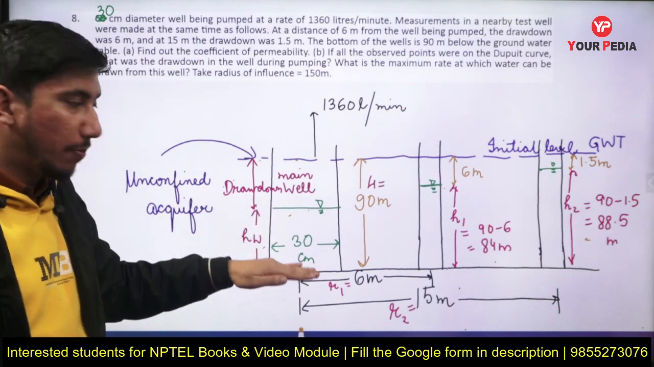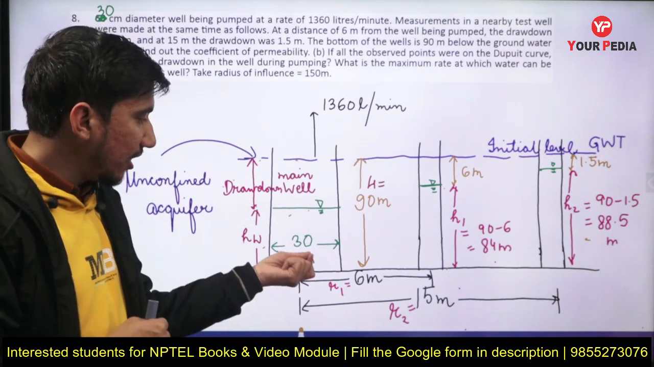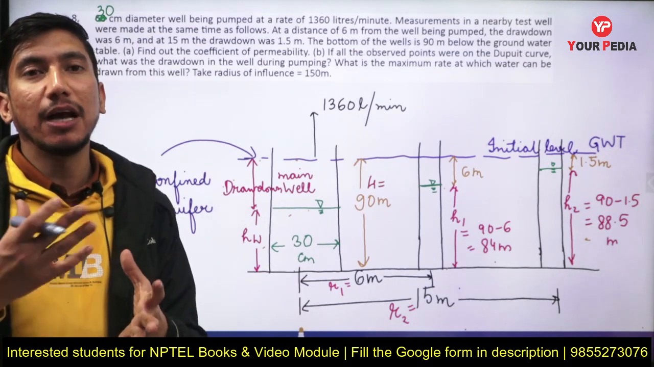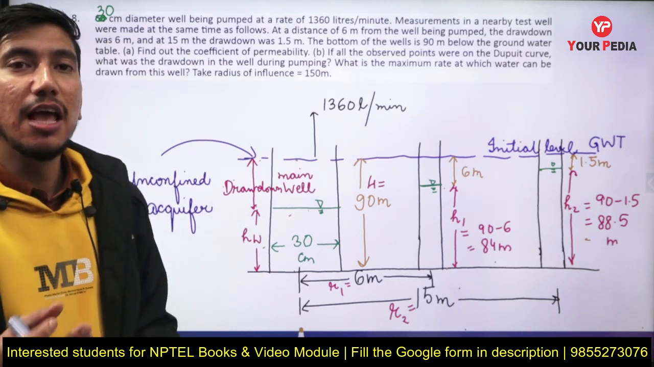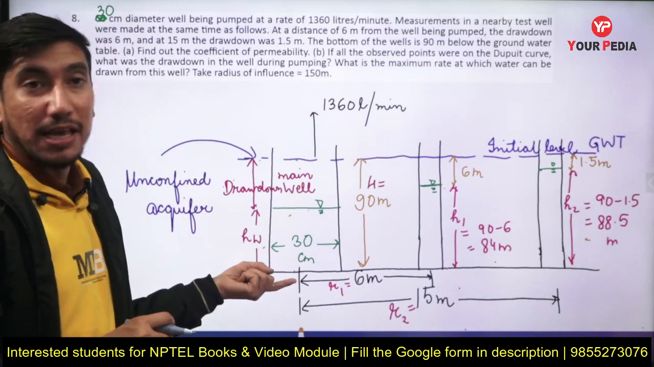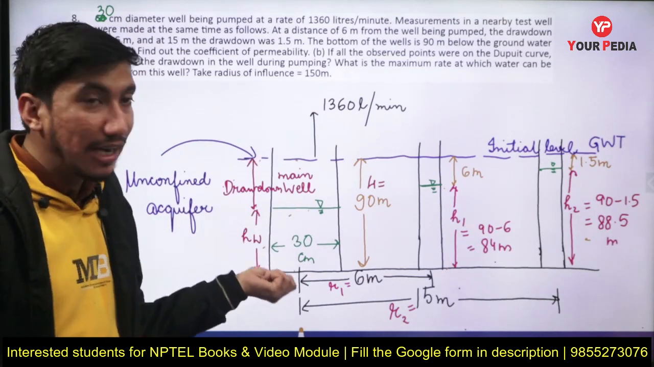As long as this water level can reach the bottom, I can pump out. If it goes below this, then pumping out at higher rate is not possible. So maximum rate that is possible will come when the drawdown is maximum, when the drawdown is equal to the depth of the aquifer, or the drawdown is equal to 90 meters.